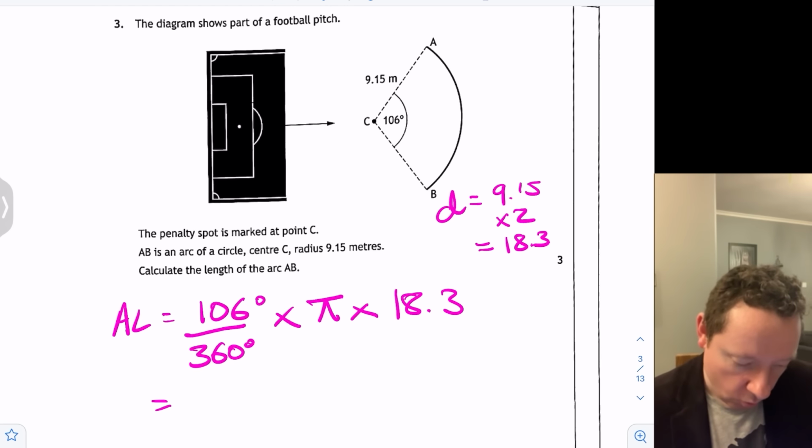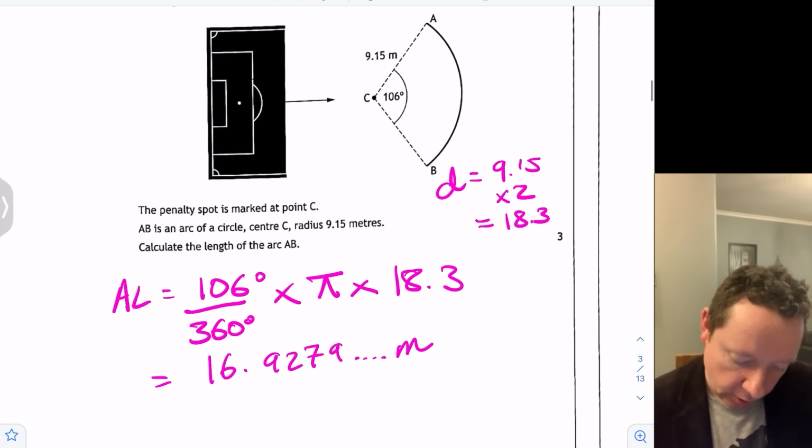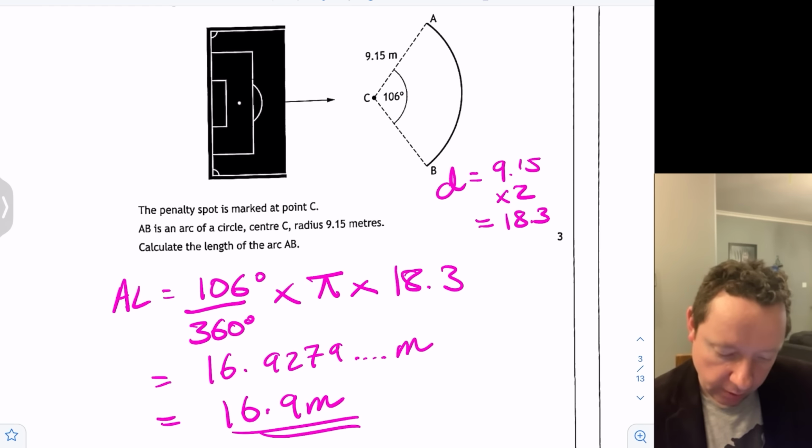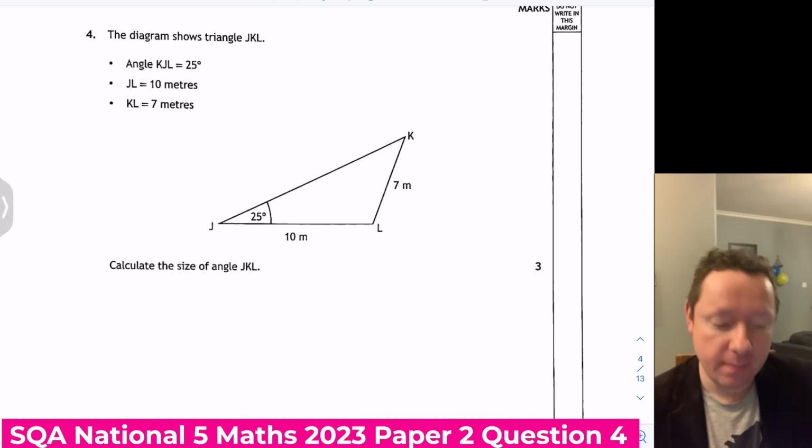That gives me a total of 16.9279 meters, or you could round it to just 16.9 meters, I suppose. And we're done there.